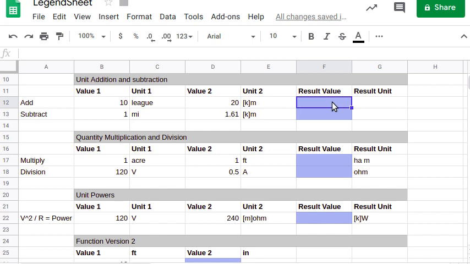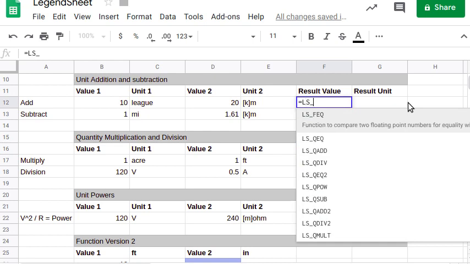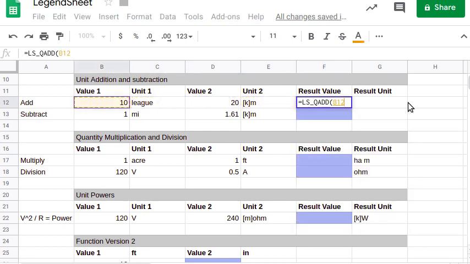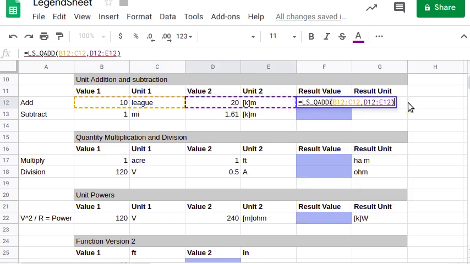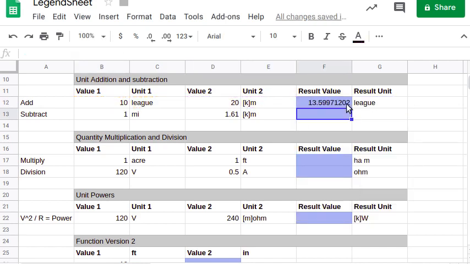So here I want to know what 10 leagues is plus 20 kilometers. Well, I could convert them first, find an extra spot for them in the worksheet, and then after I've converted them, add the converted quantities. However, why shouldn't you just be able to add them directly? And I'll show you that we can here. So using the LSQ add function, we can do just that. This uses the same format. Type that in there, and we see that 10 leagues plus 20 kilometers is approximately equal to 13.6 leagues.